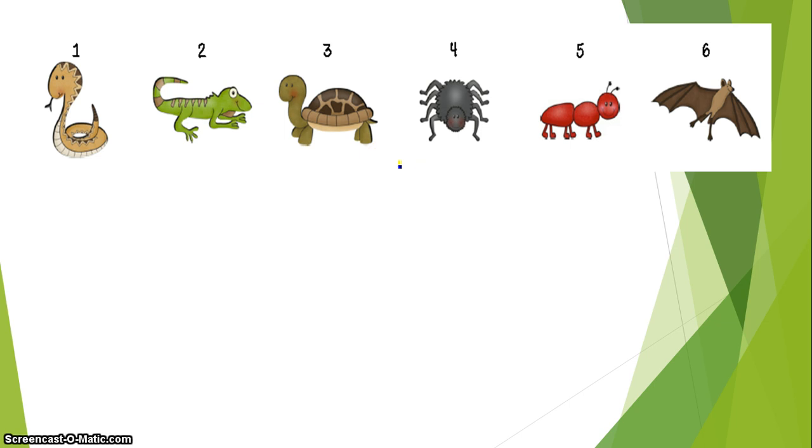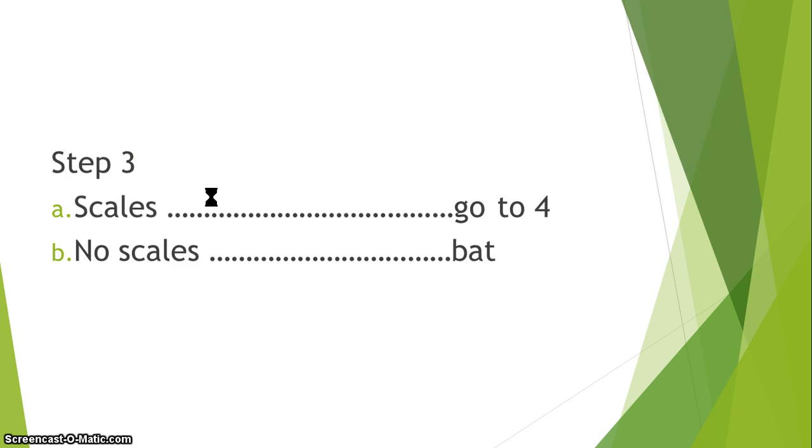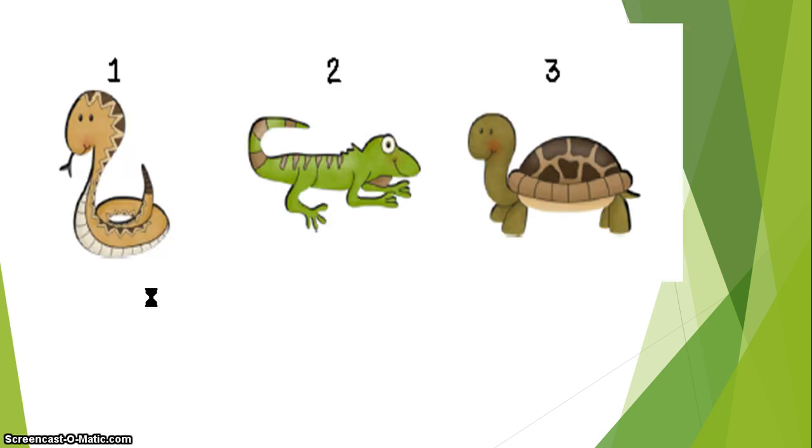I will need to choose a trait from my list that I can use to further separate these ones. I'm going to choose the trait of scaly skin because I know the snake, the lizard, and the tortoise all have scaly skin. I'll write this in step 3. Does the animal have scales? Go to question 4. Or if it doesn't have scales, then it must be our bat. Now the bat has been identified from my list of animals, and I don't need to worry about it anymore. I have 3 animals left. What trait can we use to distinguish between my snake, my lizard, and my tortoise?